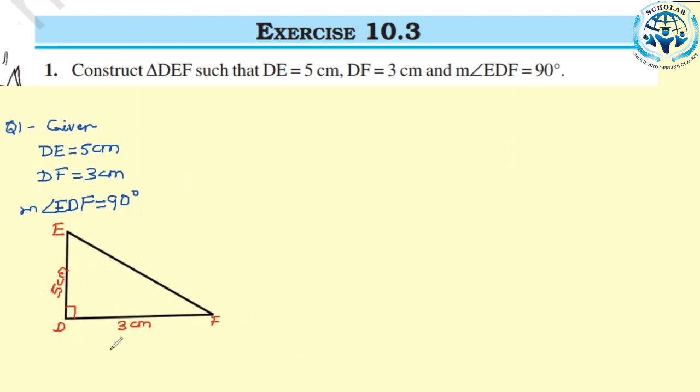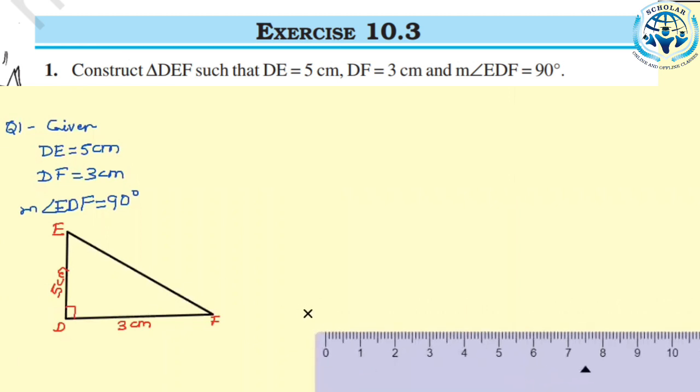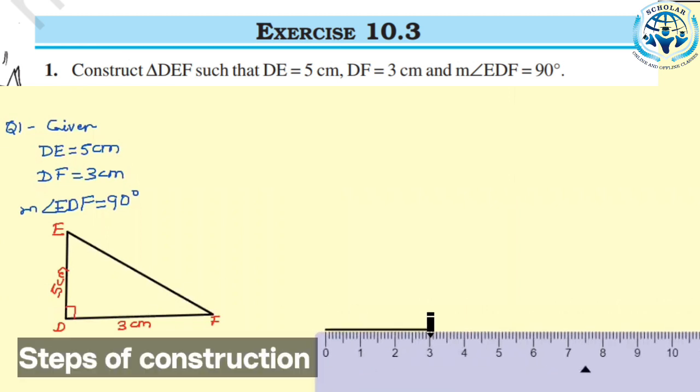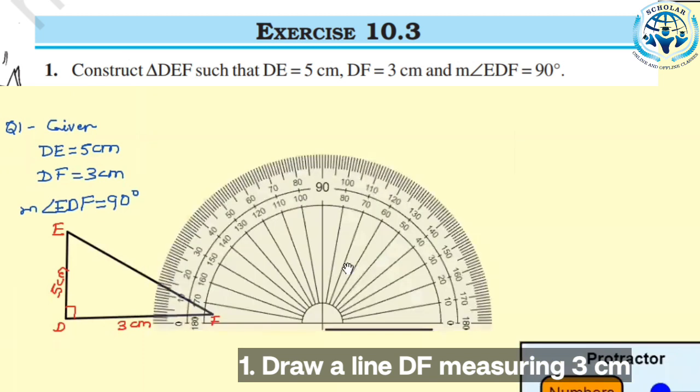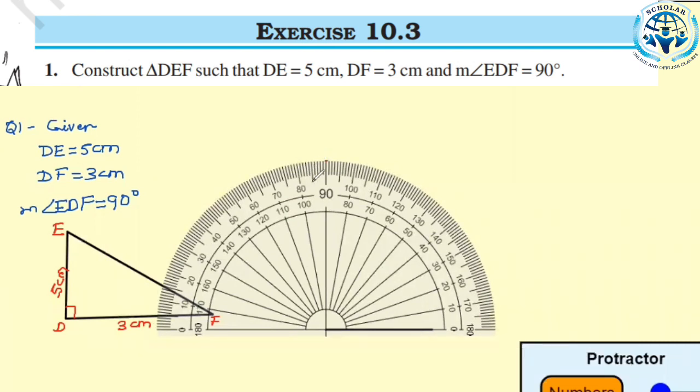First of all, we will take a ruler and draw a line of 3 cm, that is DF. Using a protractor, we will draw an angle of 90 degrees. It is angle EDF.